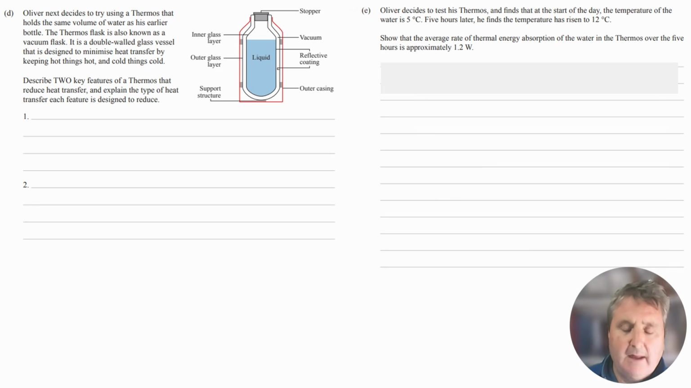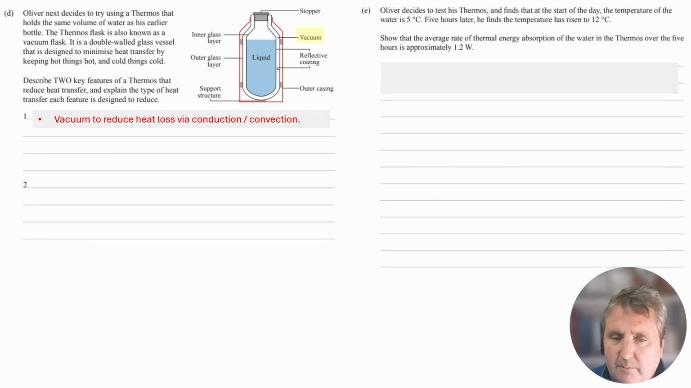Now remember the three types of heat transfer we're looking at: radiation, convection, and conduction. We can see that there is a vacuum around here, there is a reflective coating on the inside, and there is a stopper on the top. So in this case we can see the vacuum. The vacuum here, that is the space with no matter, no particles between the inner layer and the outside layer, will stop conduction. So it's going to stop the particles hitting each other and transferring that kinetic energy, right?